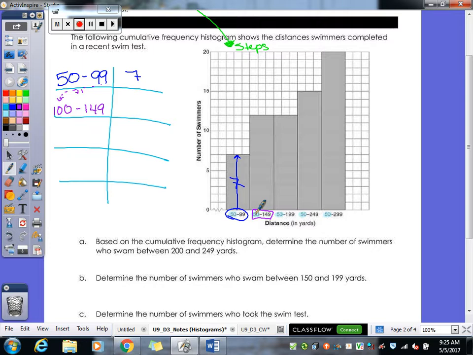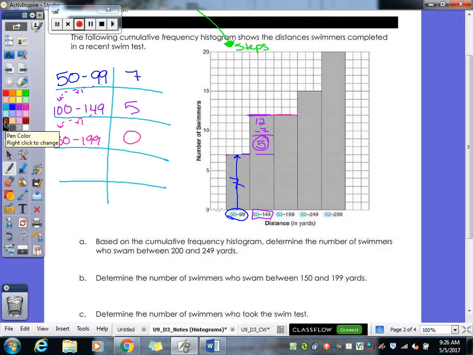So now to figure out how many people swam 100 to 149 yards, we would first figure out how tall this bar is. It goes to 12. I have to subtract the 7 from the one before it. So that means there were 5 new people added in there. So that means 5 people swam 100 to 149. So then our next interval, again, add 1, would be 150 to 199. Is that bar any taller than the one before it? No, so that means nobody swam just 150 to 199 yards.